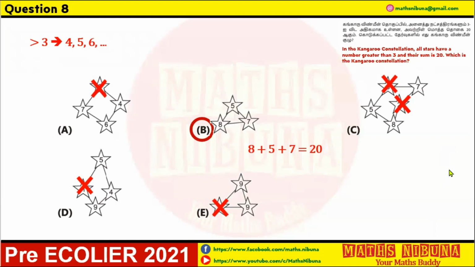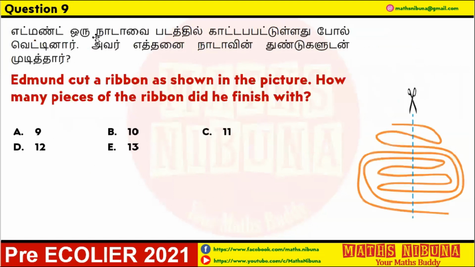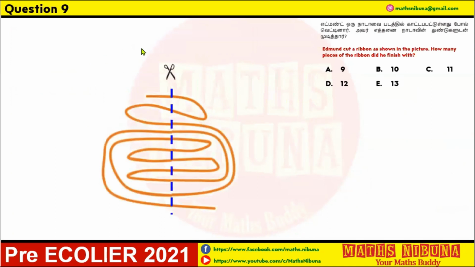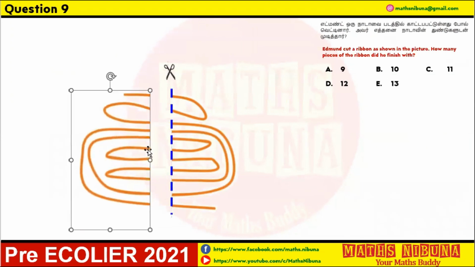Now we look at question 9. Edmund cut a ribbon as shown in the picture. So you have a ribbon like this, and he cut it in the middle like this. How many pieces of ribbon did he finish with? Once he cut the ribbon, how many ribbons does he have left now? That is the question. So let's say this is the ribbon. We cut into 2 parts. When we cut into 2 parts, we can separate it.